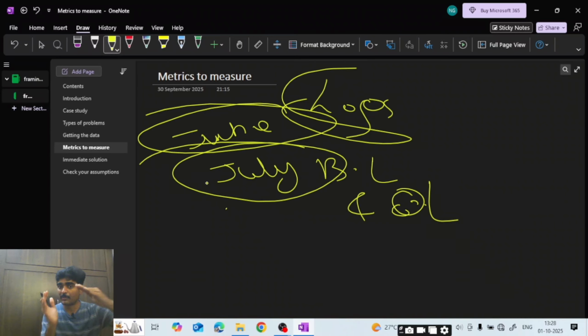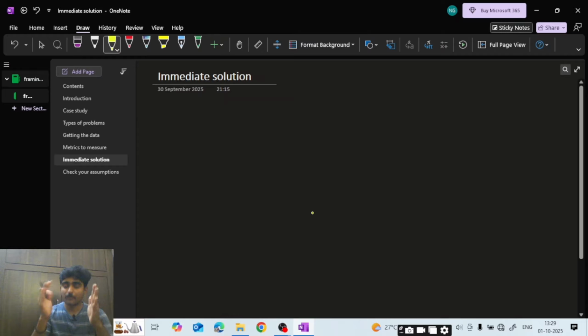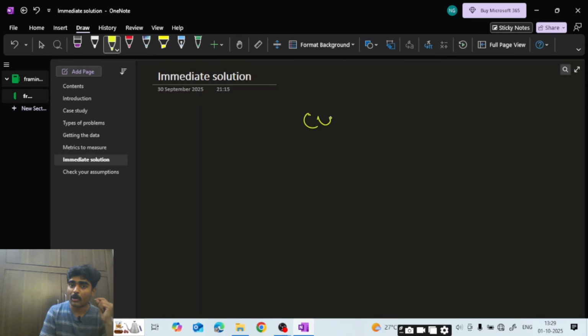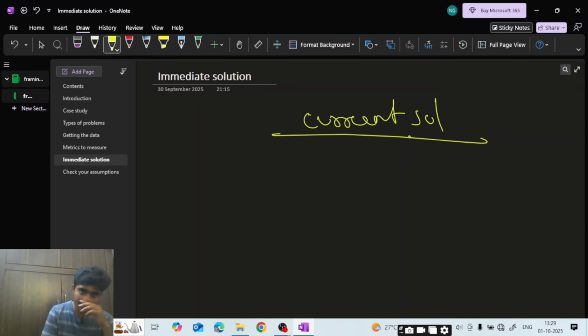This is the difference between batch learning and online learning. After figuring out the machine learning problem, you also need to assess whether this model is best suited for batch learning or online learning. Now when it comes to solutions, we'll have two types of solutions. First is the current or immediate solution.